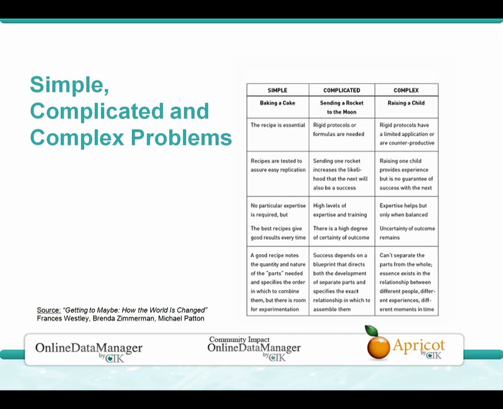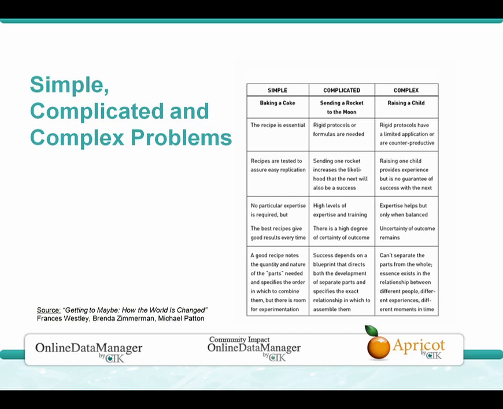Simple, complicated, and complex. A simple problem is baking a cake. Again, if we bake a cake, it has a recipe, a few ingredients. If you follow the recipe, you end up with a good cake. A complicated problem is like sending a rocket to the moon.